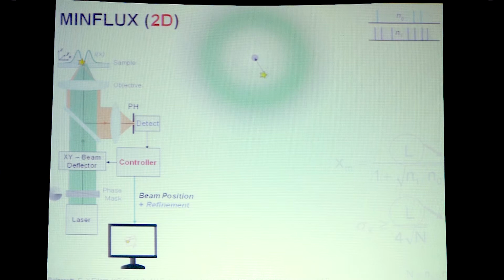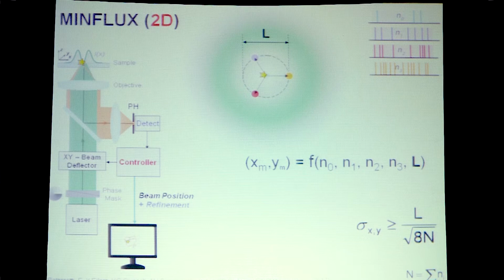Now, in 2D, of course, you have to have more points. Three would be enough, but it's better to have four in order to avoid ambiguities. And then the equation is not that simple anymore, but it can be sorted out. You can find a function that gives us the position based on the measurements of four points. So we place the donut on the red point, violet point, yellow point, and the blue one in the center, and then we find out the position of that yellow molecule.